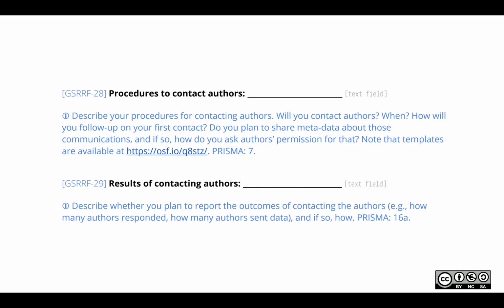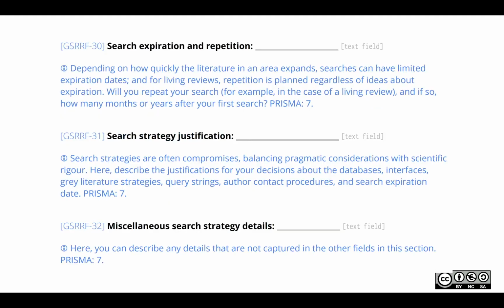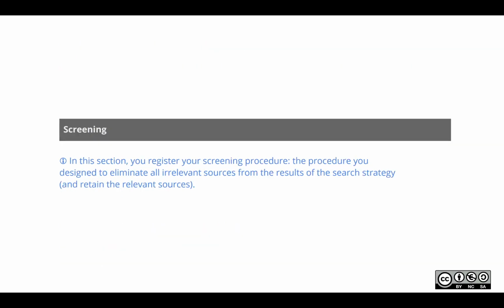Then, often, you won't have all the information you need in your articles. Tragically often, in fact. So generally, you have some procedure to contact the authors. And if you want to report back on what those authors told you, whether they responded, stuff like that, you can also indicate those plans here. Then if you do a query, after a year or 2 years or 5 years, of course, more studies will have appeared. So you have to have some idea of when you consider it expired and want to repeat it. And then finally, you can justify your decisions and you can add any details that were not yet mentioned.